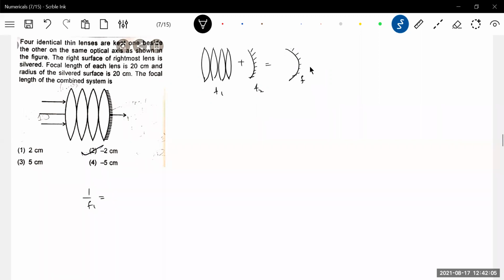Focal length of each lens is 20 centimeter. So 1 by 20 plus 1 by 20. And the radius of silver surface is 20 centimeter, so focal length will become 10 centimeter. This will be 5 centimeter. Okay, I think it's over. 1 by f equal to 1 by f2 minus 2 by f1.